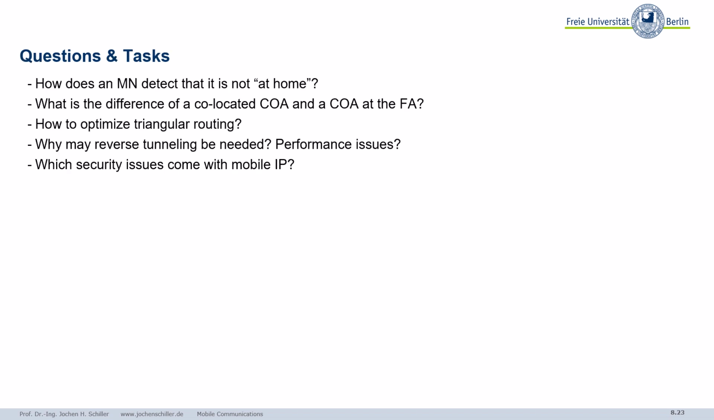Some questions. How do you detect as a mobile node that you're not at home? How do you notice this? Then what is the difference of a co-located care-of address and a care-of address at the foreign agent? How to optimize the triangular routing, because that might be really a performance problem. Why do we sometimes need reverse tunneling? What is this? And what are then the performance issues? And in general, which security issues come with mobile IP, and some of them are still not solved.